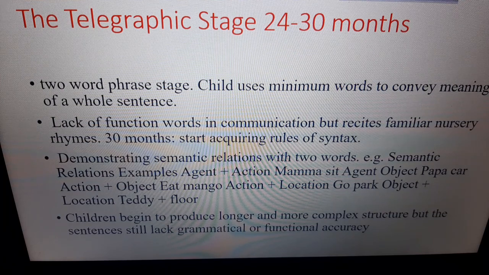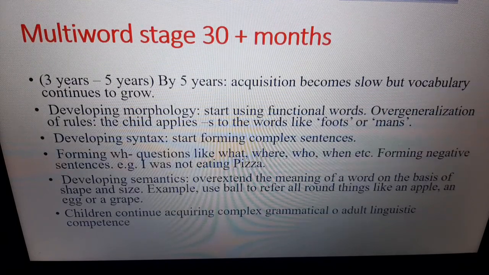Semantic relations, examples: agent plus action, that is mama sit. Agent plus object, papa car. Action plus object, eat mango. Action plus location, go park. Object plus location, teddy bed. Children begin to produce longer and more complex structures, but the sentences still lack grammatical or functional accuracy.